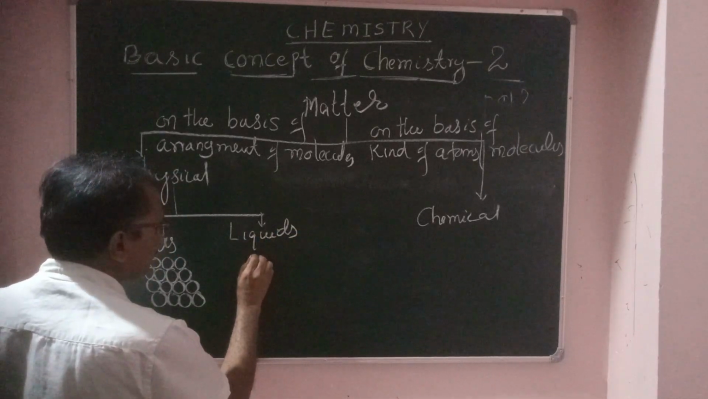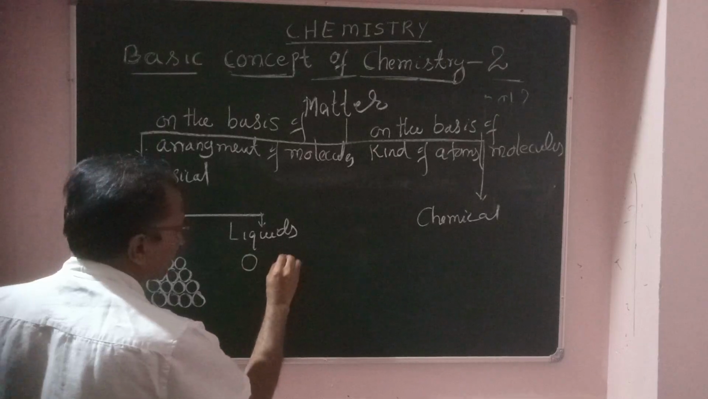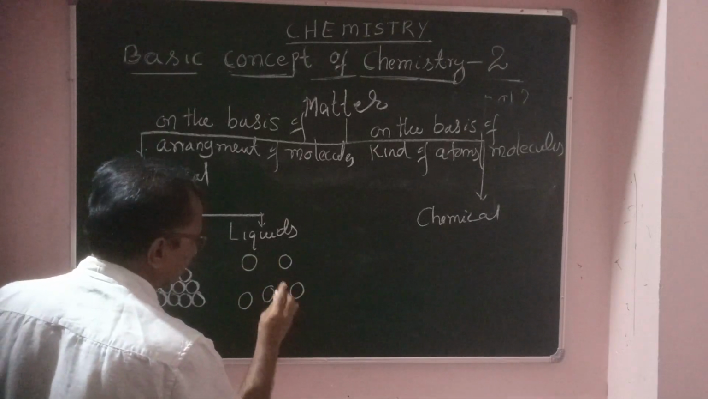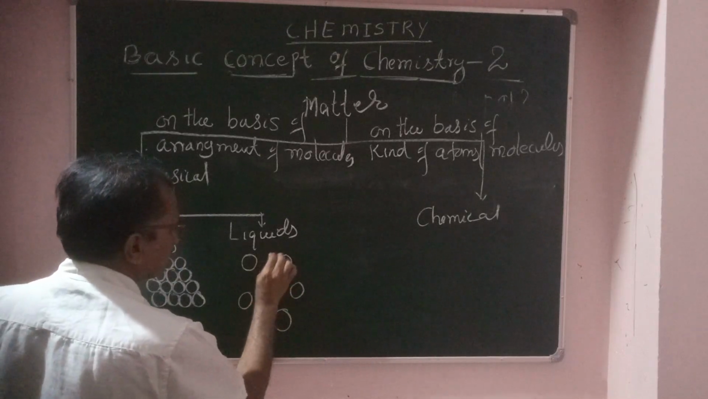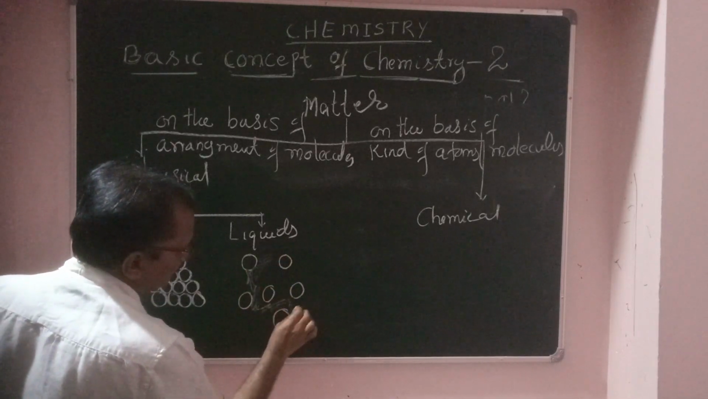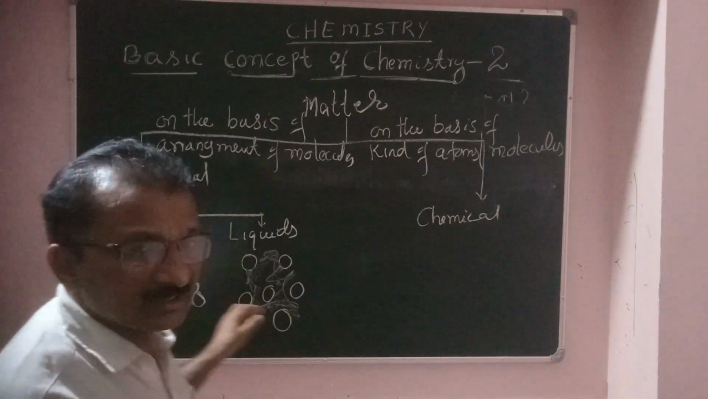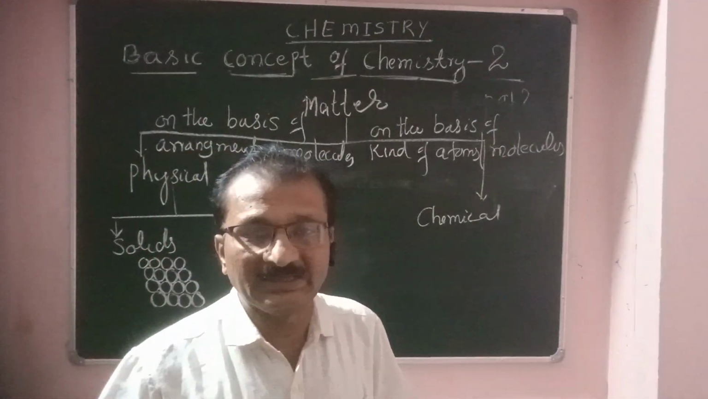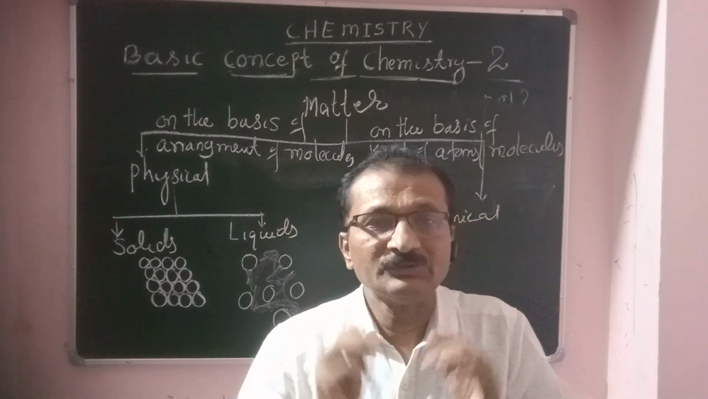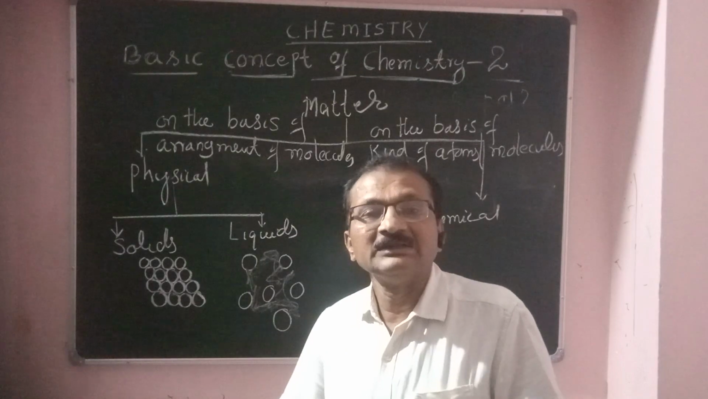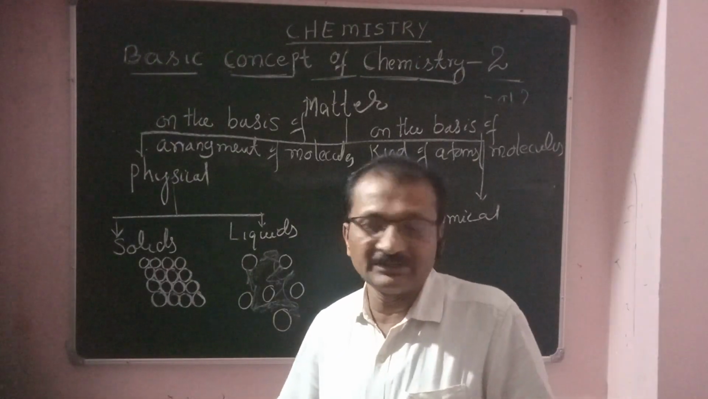In liquids, this is how the molecules are arranged. Not so closely, so there is a space between the molecules. This is called liquids. In liquids, the molecules are loosely packed. Examples are water, milk, oil, and all the liquids you already know.